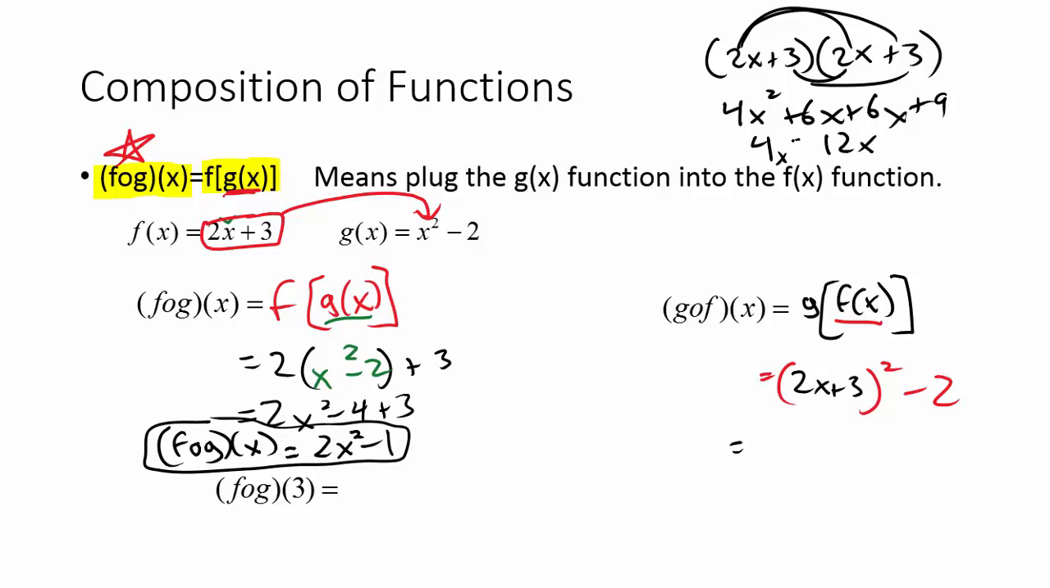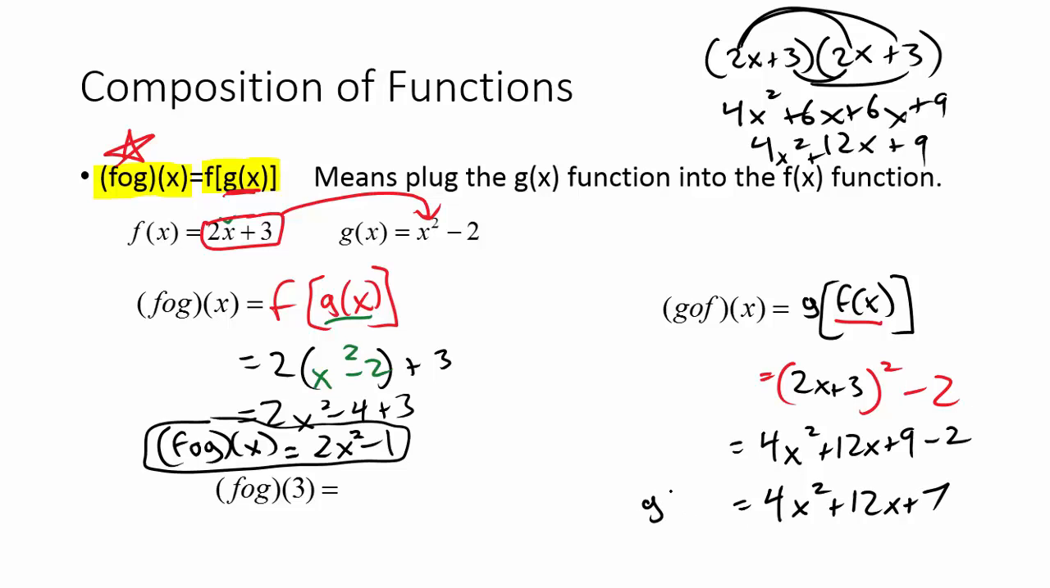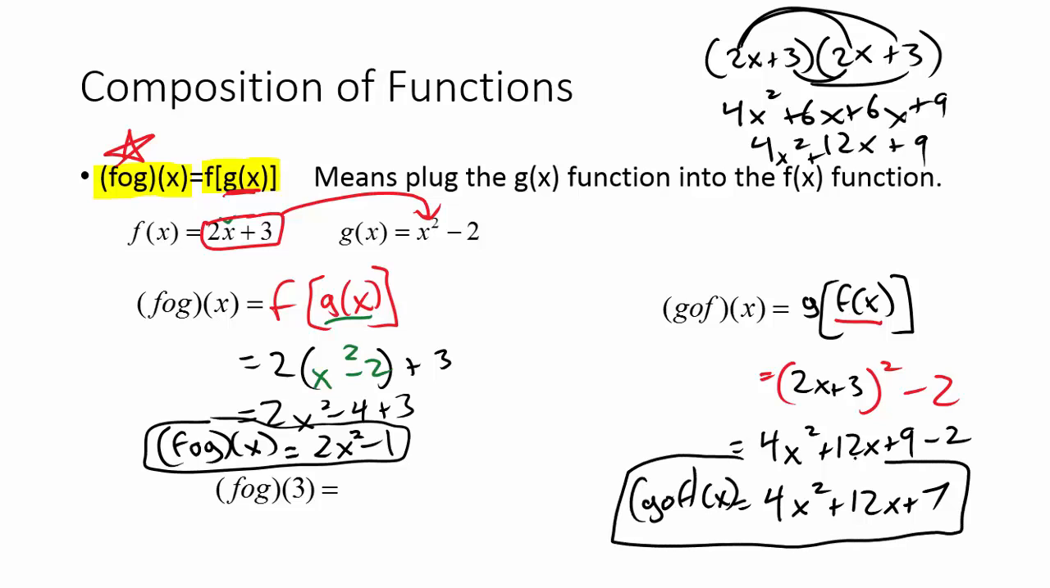So this whole thing FOILed out, if I squared everything down here, would give me 4x squared plus 12x plus 9, and then I'm going to bring down the minus 2. So to finish this problem up, we would have 4x squared plus 12x plus 7, and our final answer here would be that g of f of x is equal to all that stuff over there on the right. So g of f of x, when we plug the f function into the g function, that's what we end up with.